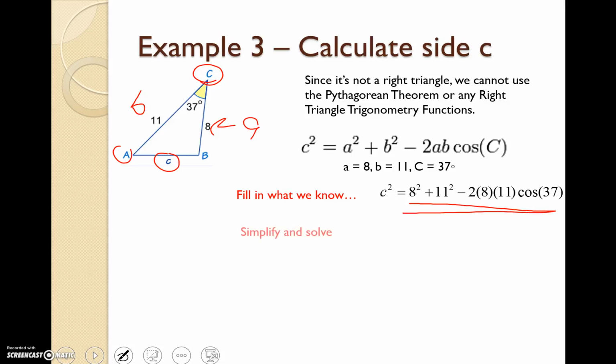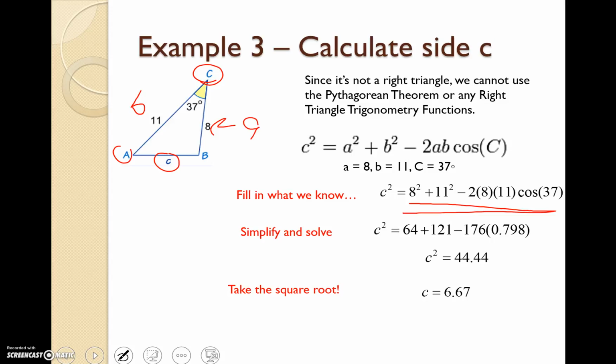If you don't, though, you might have to go through and do it one at a time. So square out the numbers, multiply 2 times 8 times 11, and then combine everything together. So again, this is c squared, this is not c, so we need to finish this up by taking the square root of both sides, okay? So the value of c in this is 6.67. Calculating sides are pretty straightforward.